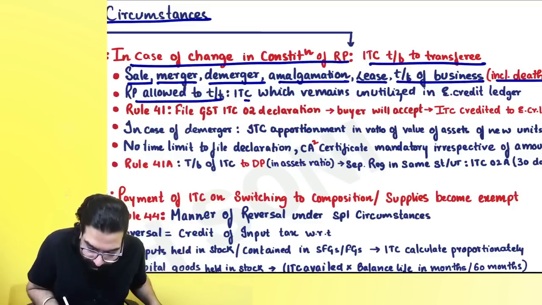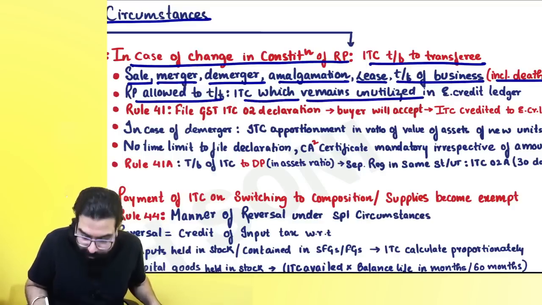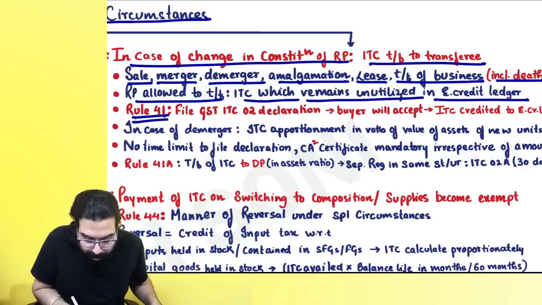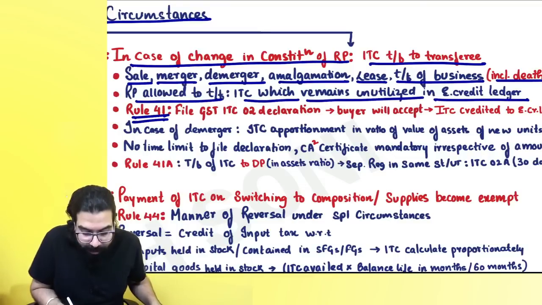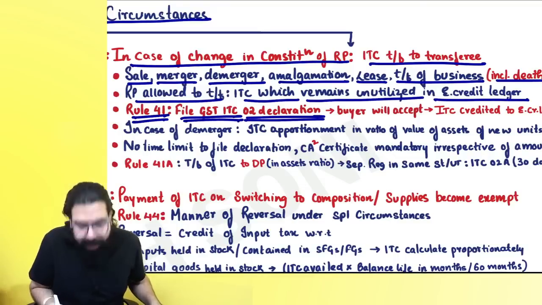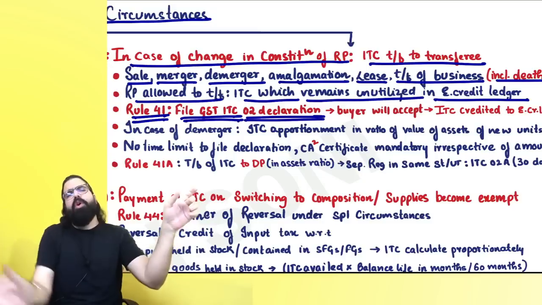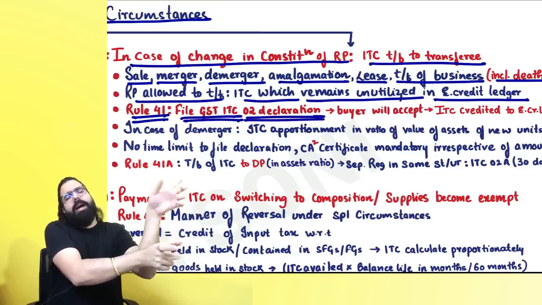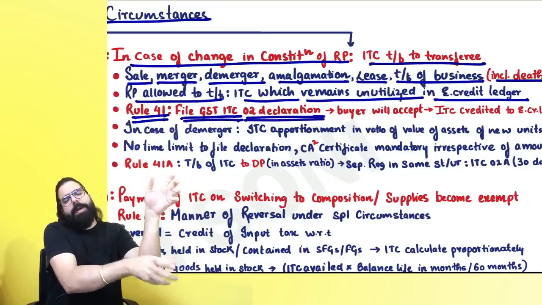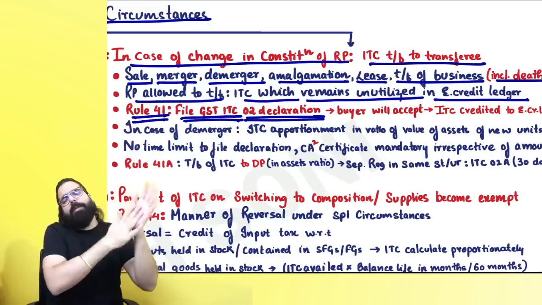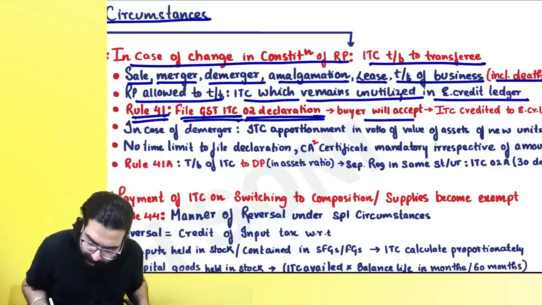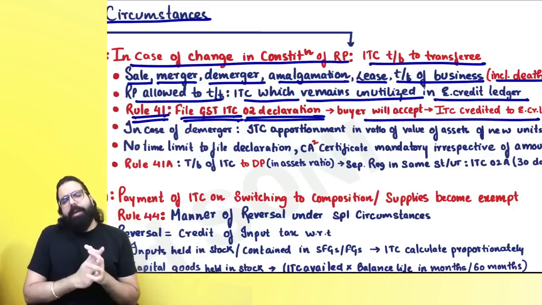Everyone over here, ITC which remains unutilized in the e-credit ledger, you can go online. Rule number 41 says file GST ITC-02 declaration. I will file ITC-02. It will come to the transferee. It will show it to the transferee. He will accept and the amount will come to his e-credit ledger. I hope this point is clear.